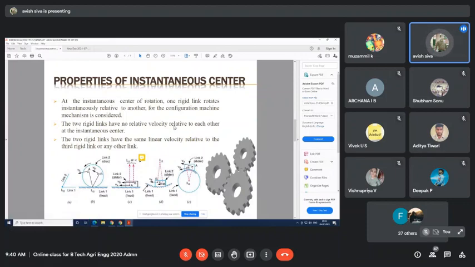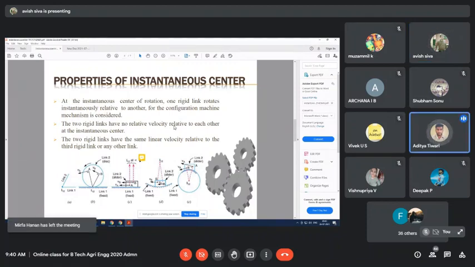Now you can see the last case. There you can see a fixed link in the form of a disk, and one slider is moving. What about the instantaneous center in the last case? It will lie at the center of the circle.